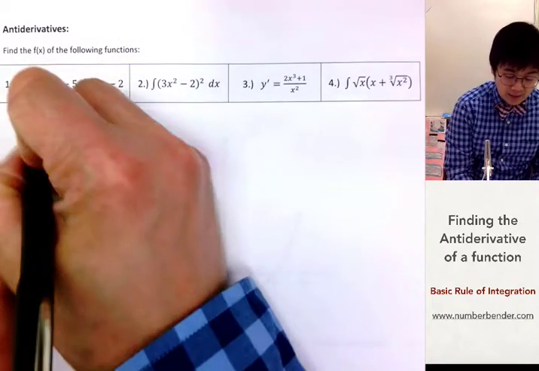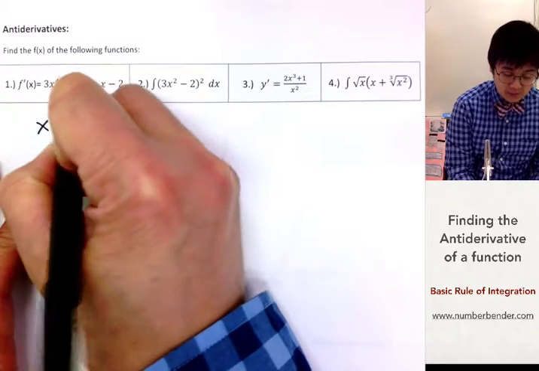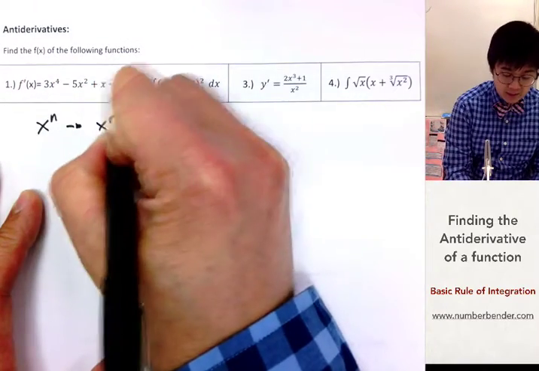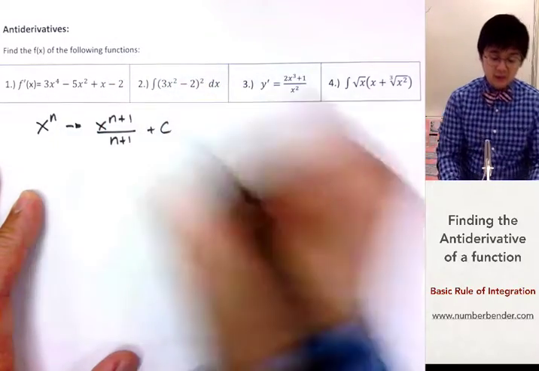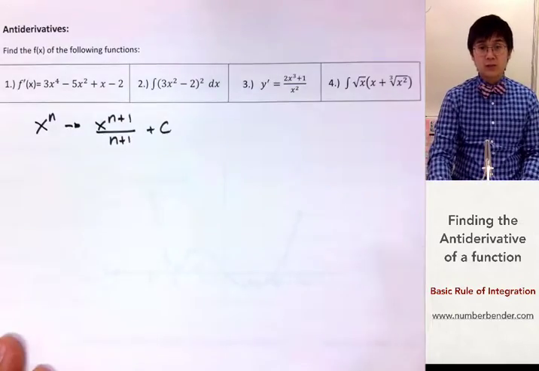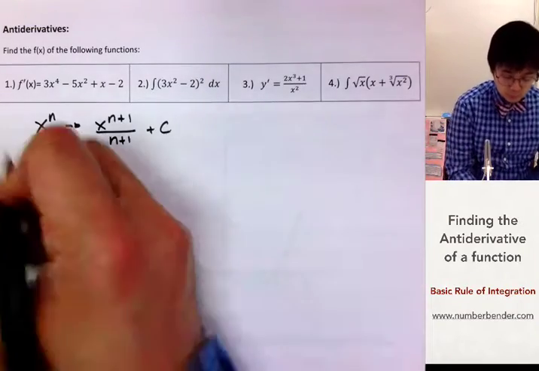We know that in the power rule of antiderivative, if we have x to the n and we're taking its antiderivative, it is simply x to the n plus 1 all over n plus 1 plus c. This is the basic rule that we're going to be using in solving problems 1 up until problem number 4. So let's start with 1.